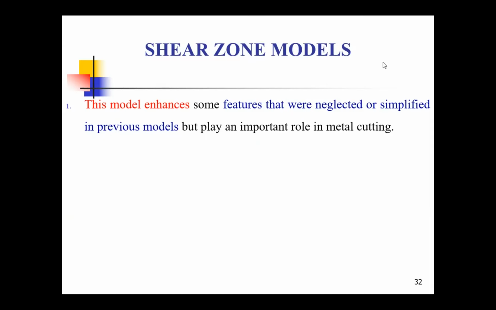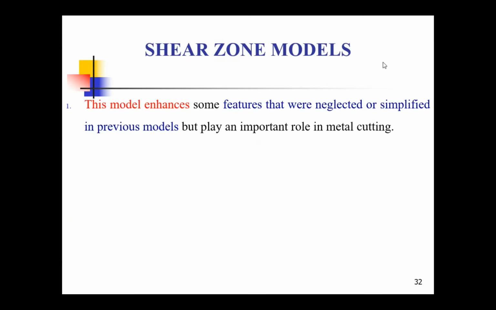Then come the shear zone models. Whenever we simplify things, we assume some things, so we move away from the accurate results. By simplified models, we assume many things, so we move away from the predicted or accurate results. So these are shear zone models.